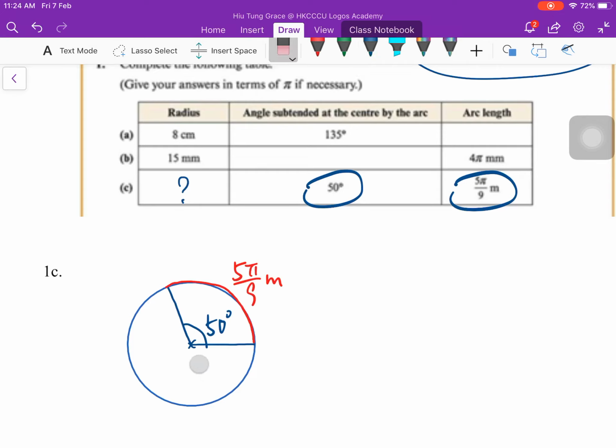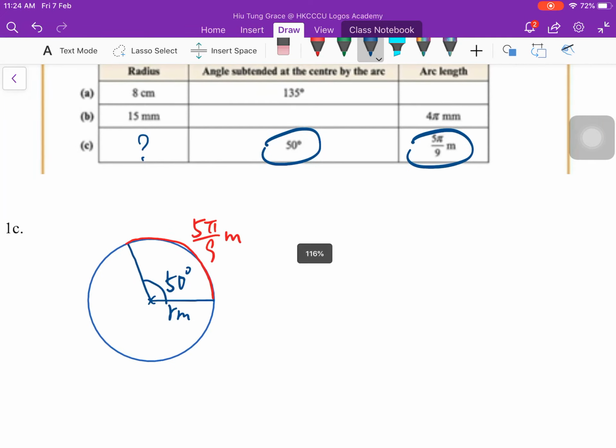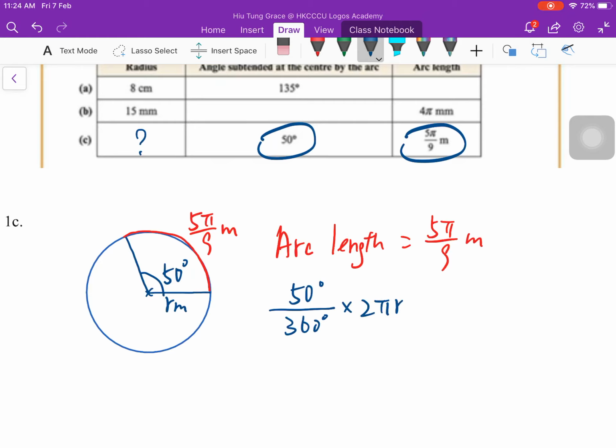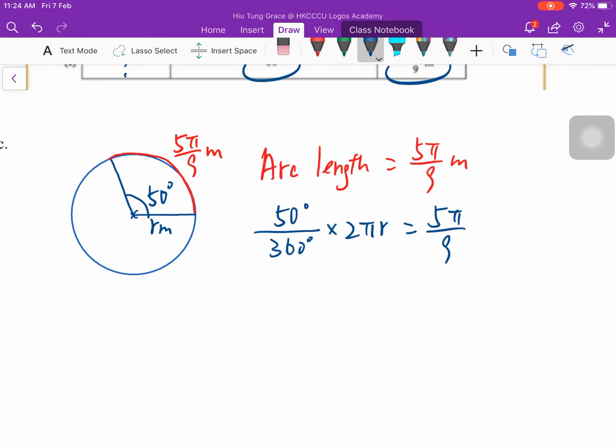We usually use r as the unknown to represent radius, so here I let it be r meter. You are given that the arc length is 5 pi over 9 meter. So now set up an equation to find arc length in terms of r. That is the angle over 360 degrees multiplied by 2 pi r, right? And then you can start to solve the equation.